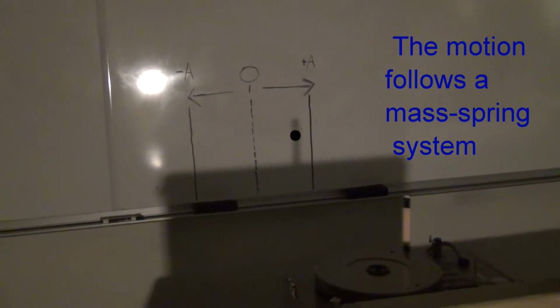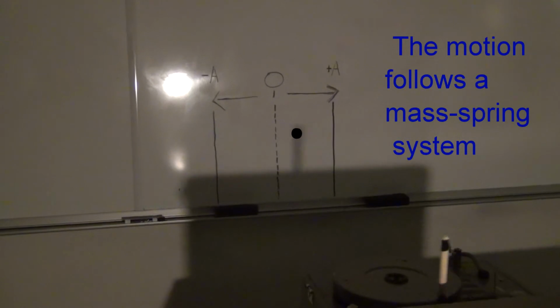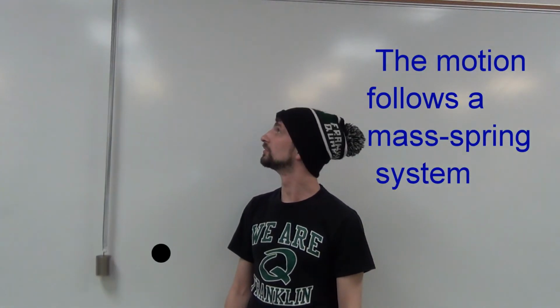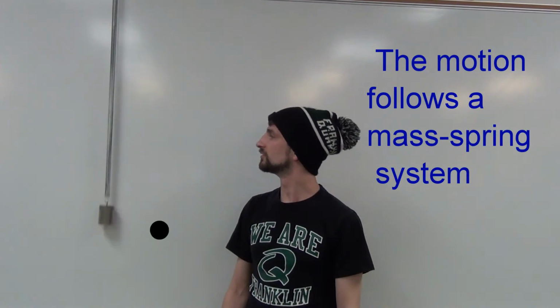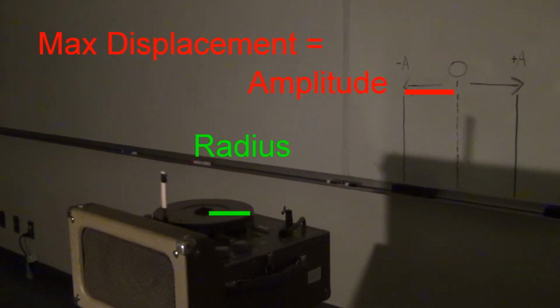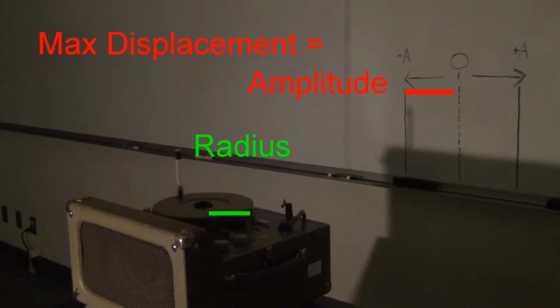What I've done was I've taken a popsicle stick and taped it to the side of the phonograph. It spins around and around. And what you can do is take a light source, set it up, and shine it so that it projects a shadow or an image onto a wall. Now you can set up the light fixture just so that the radius of the phonograph equals the max displacement, or amplitude, of the mass spring system.